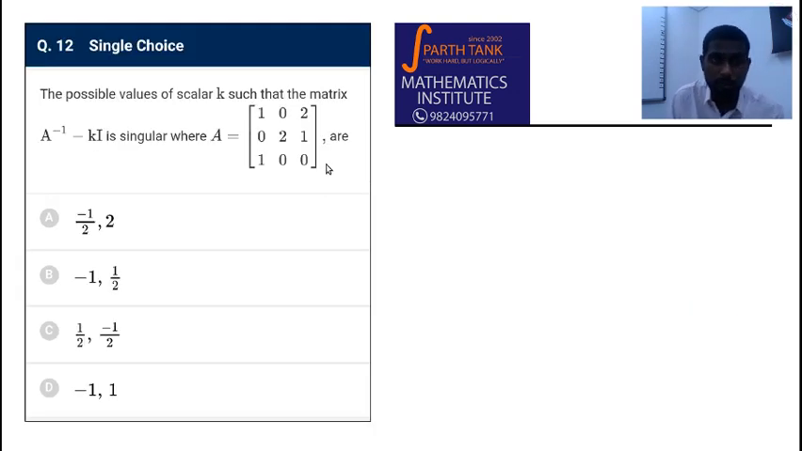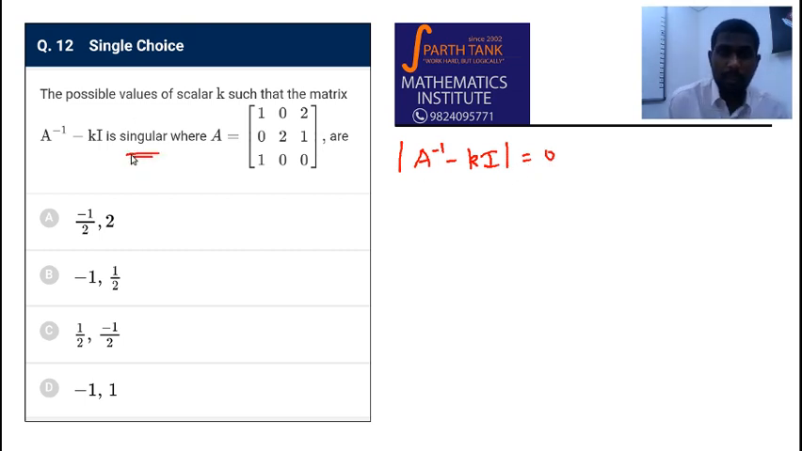The possible values of scalar k such that the matrix A inverse minus kI is singular, where A is equal to this given matrix. Okay. Now A inverse minus kI is singular means that determinant of A inverse minus k into the identity matrix is 0. Singular, right? Now to find the A inverse and then substitute this and then find the determinant.